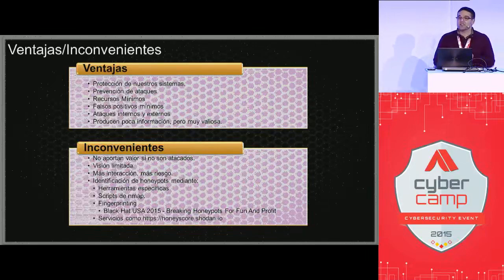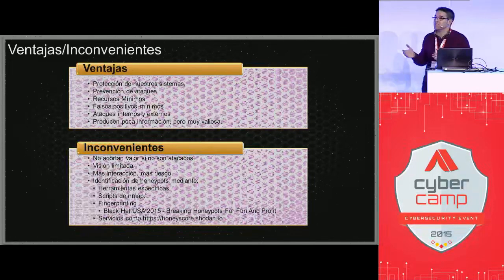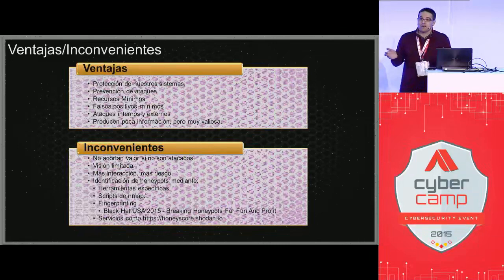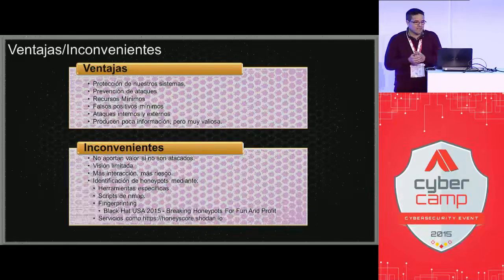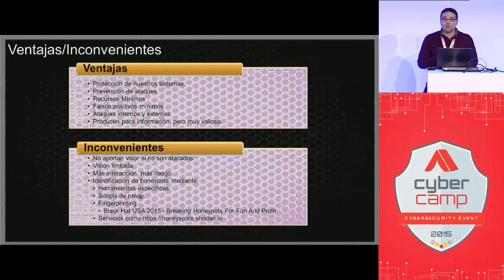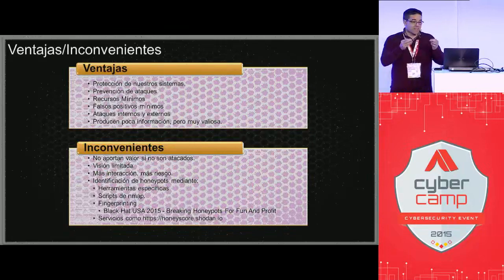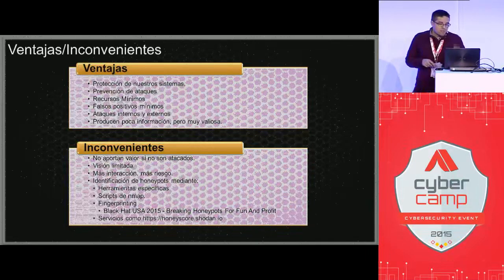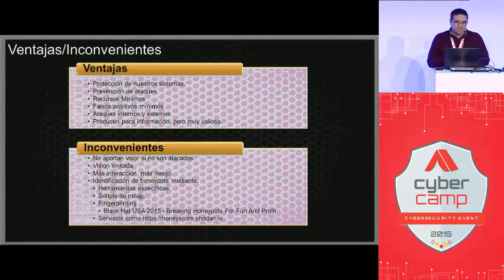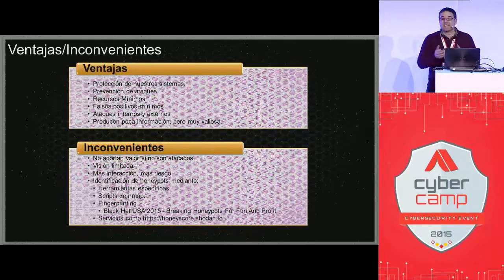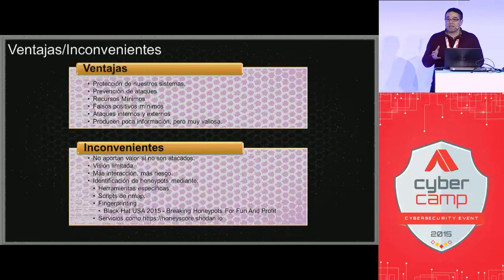But there are also downsides to it. No contribution if they are not attacked. No matter how many probes or sensors we have, if they are not attacked, we get nothing from that. Then limited vision: a honeypot only detects activity whenever the honeypot is attacked, but does not detect any activity in the equipment around it. Higher interaction, higher risk.